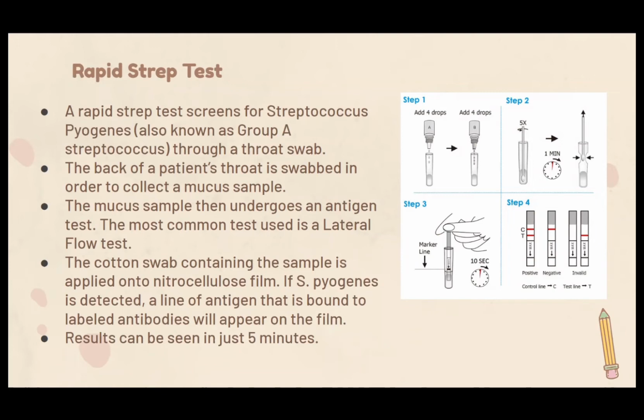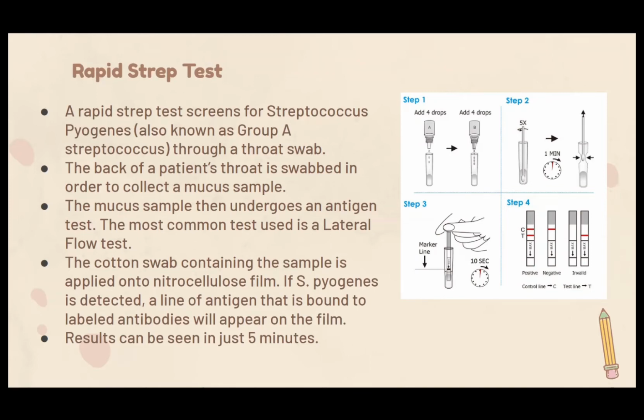And so a rapid strep test screens for Streptococcus pyogenes infections such as strep throat through a throat swab. So the back of a patient's throat is swabbed in order to collect a mucus sample. This mucus sample then undergoes an antigen test. And an antigen is a foreign substance within the body that induces an immune response. And this immune response leads to the production of proteins called antibodies. And antibodies bind to antigens in order to eliminate them from our system. And so this immune response has been repurposed in order to create multiple diagnostic tests for pathogens.